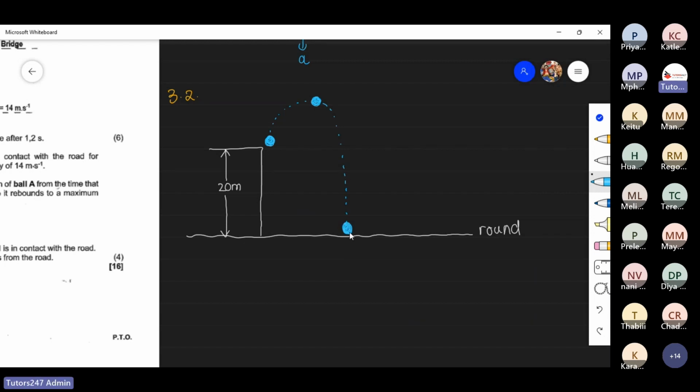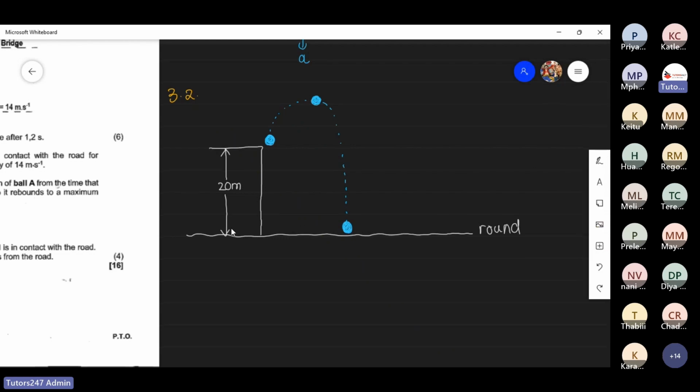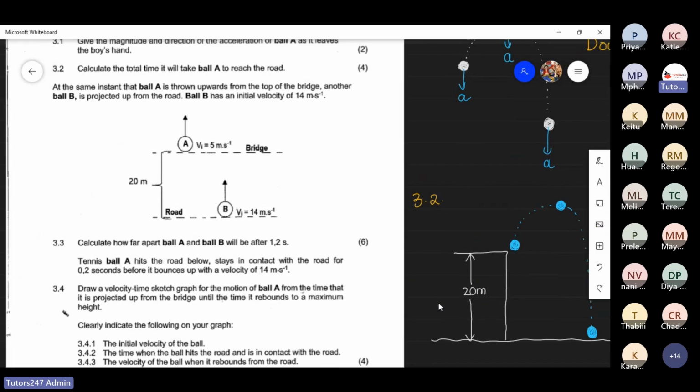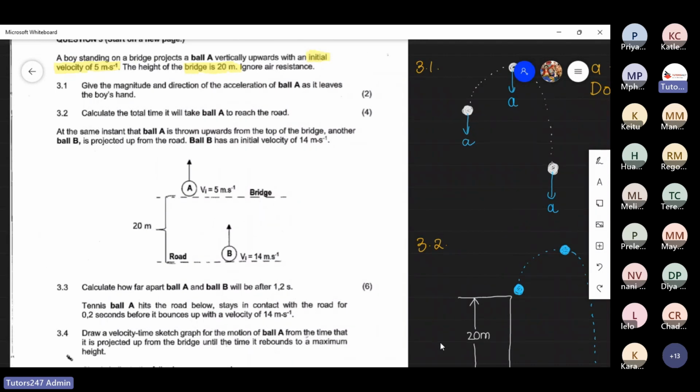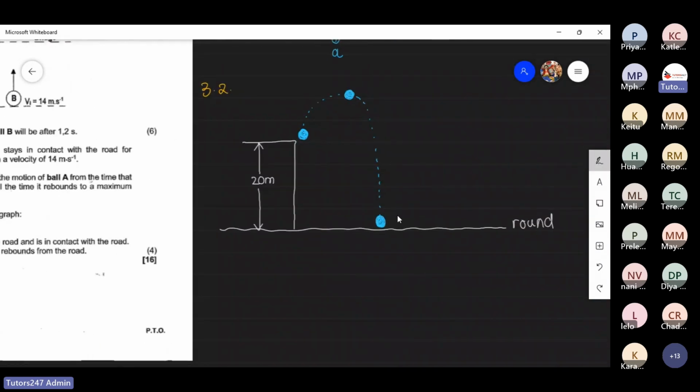That is our object. Let's put in some values so that we can see what we are dealing with. We were told that this ball was projected with an initial velocity of 5 meters per second. Now, is that going to be negative or positive? Keep in mind the object was projected upwards, and I'm assuming upwards to be positive. Therefore, my initial velocity is going to be positive 5 meters per second.